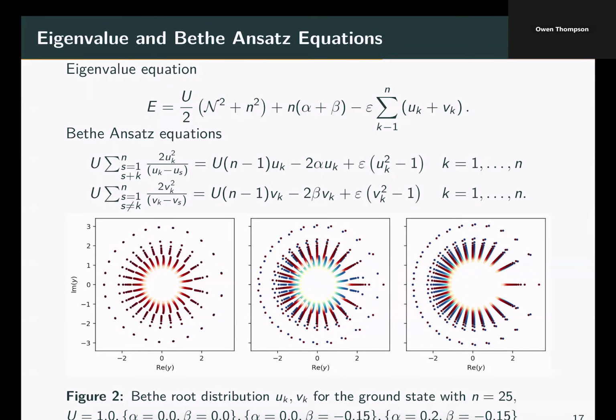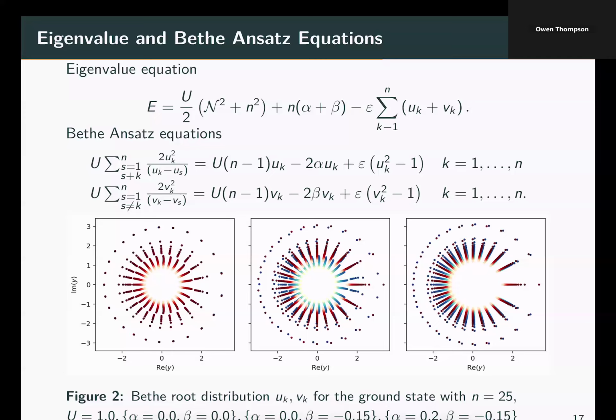So when you act the Hamiltonian on that general state, you get an expression out, and it splits into two parts. There's a diagonal part that returns you back to the same state, and that's this eigenvalue equation at the top. And then you get all the off-diagonal parts. Basically, we assert that those off-diagonal parts are zero, and that gives us conditions on the Bethe roots, those sets of complex numbers. And so if you find a solution, then you can substitute those into the eigenvalue equation to get the energy.